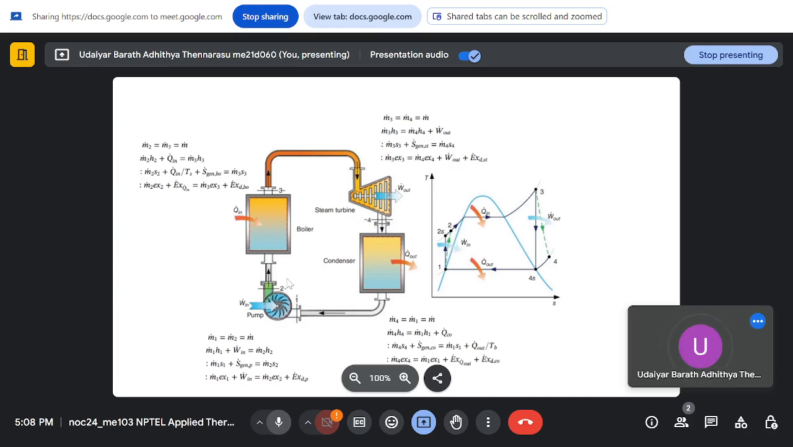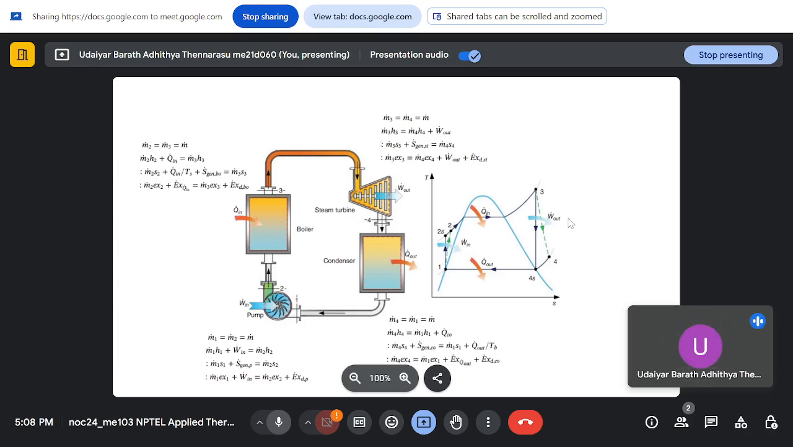And then you are sending it to a boiler where you are adding heat and you are generating steam. So 2 to 3 is your heat addition. This happens at constant pressure, so it's an isobaric process. Then after 3 you are expanding it in the turbine and then cooling it in the condenser. So this is a Rankine cycle. And the mass balance and energy balance is all listed for each of the components here.